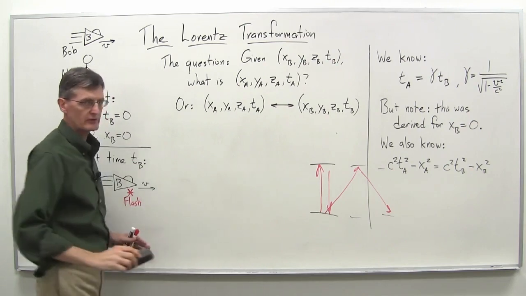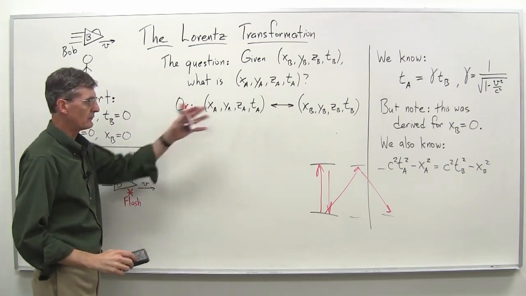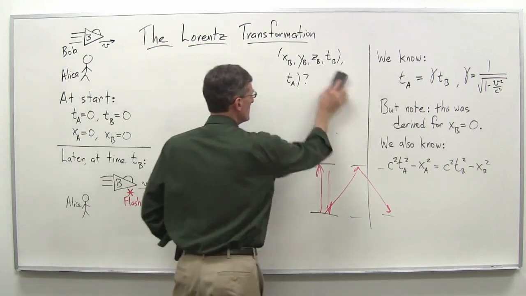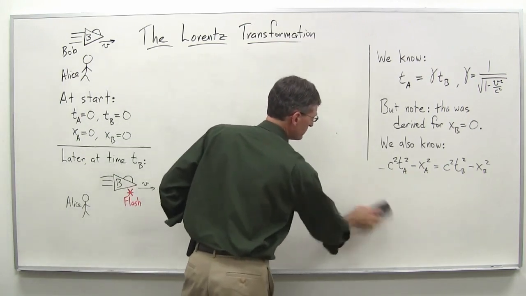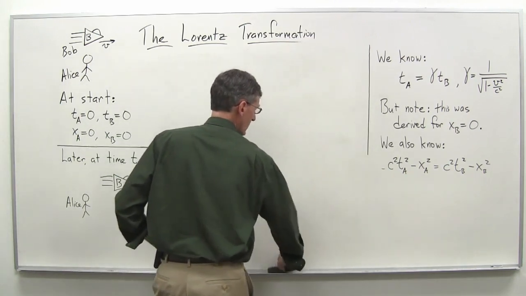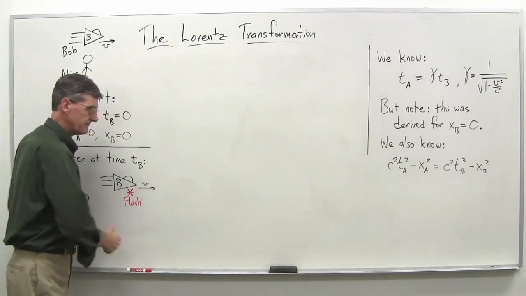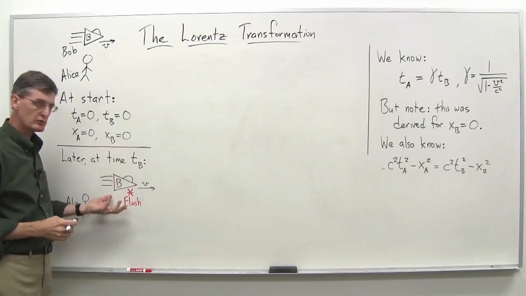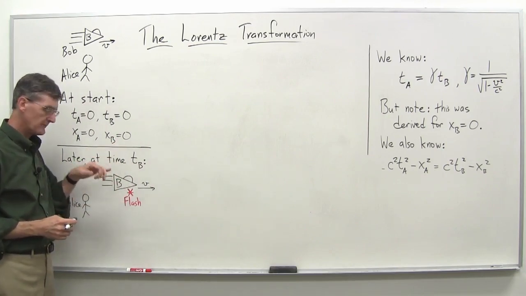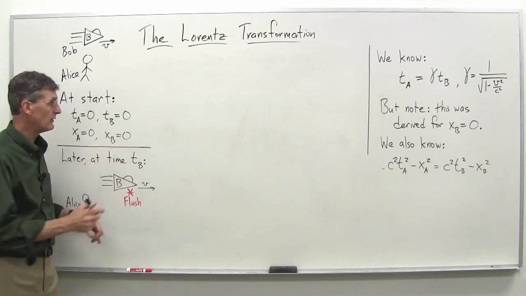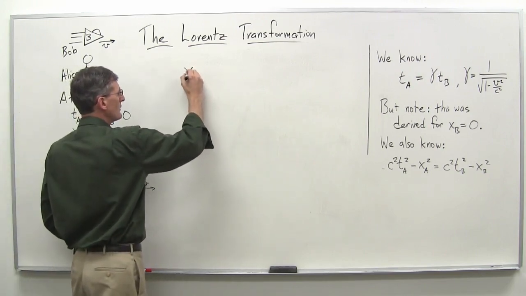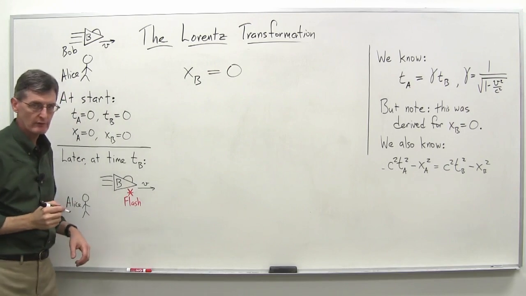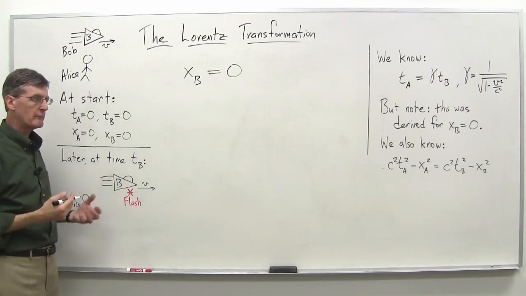So that's our general question. That's our goal. We want to, again, be able to transform back and forth there. And so we're going to start here with a couple things we know. Okay, so here's the situation again, later at some time tb, flash of light. We know, therefore, that the flash of light occurs at xb equals 0, okay, at Bob's cockpit.